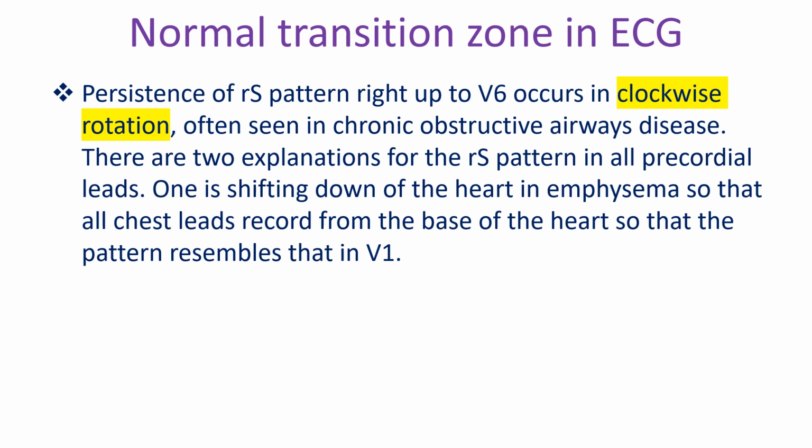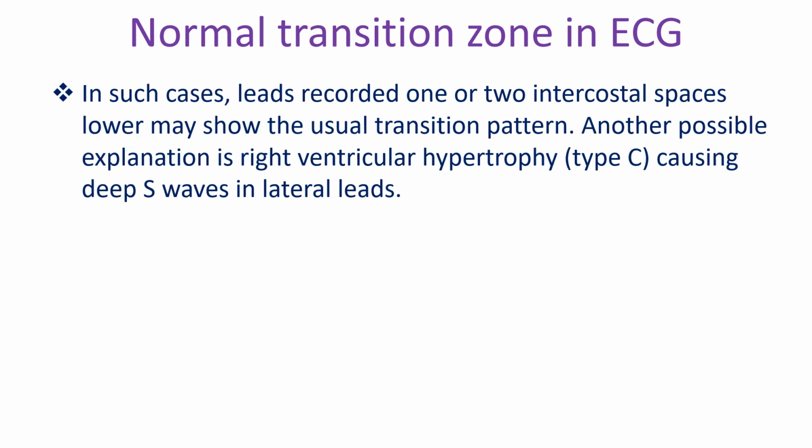There are two explanations for the RS pattern in all precordial leads. One is shifting down of the heart in emphysema so that all chest leads record from the base of the heart so that the pattern resembles that in V1. In such cases, leads recorded 1 or 2 intercostal spaces lower may show the usual transition pattern. Another possible explanation is right ventricular hypertrophy type C causing deep S waves in lateral leads.